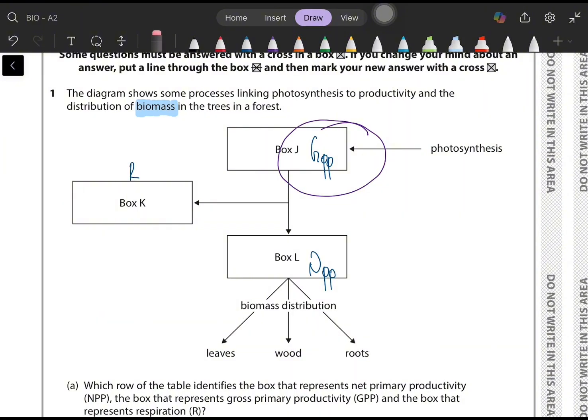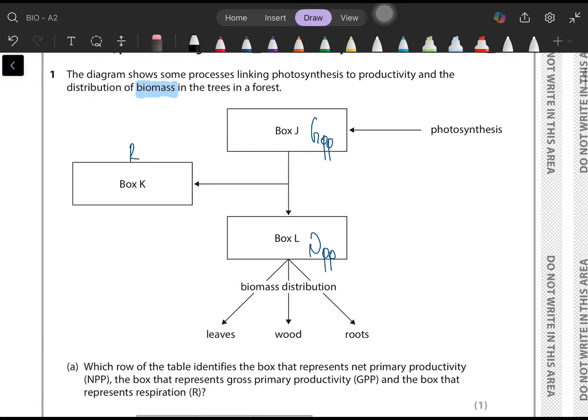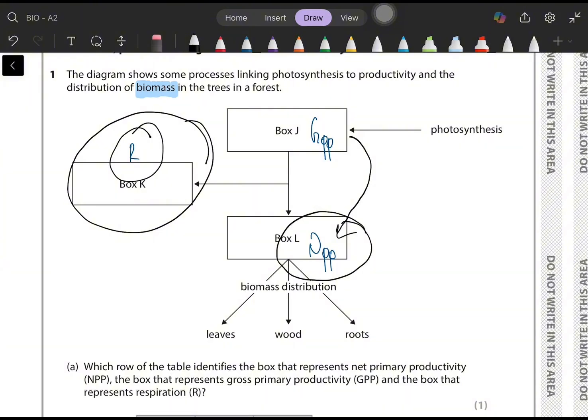So what is basically this gross primary productivity? It is the total amount of energy that the plant obtains due to photosynthesis. This is the gross primary productivity. What is this net primary productivity, NPP? It is the amount of energy that passes to the next trophic level, taking into account the amount of energy that has been lost due to respiration.